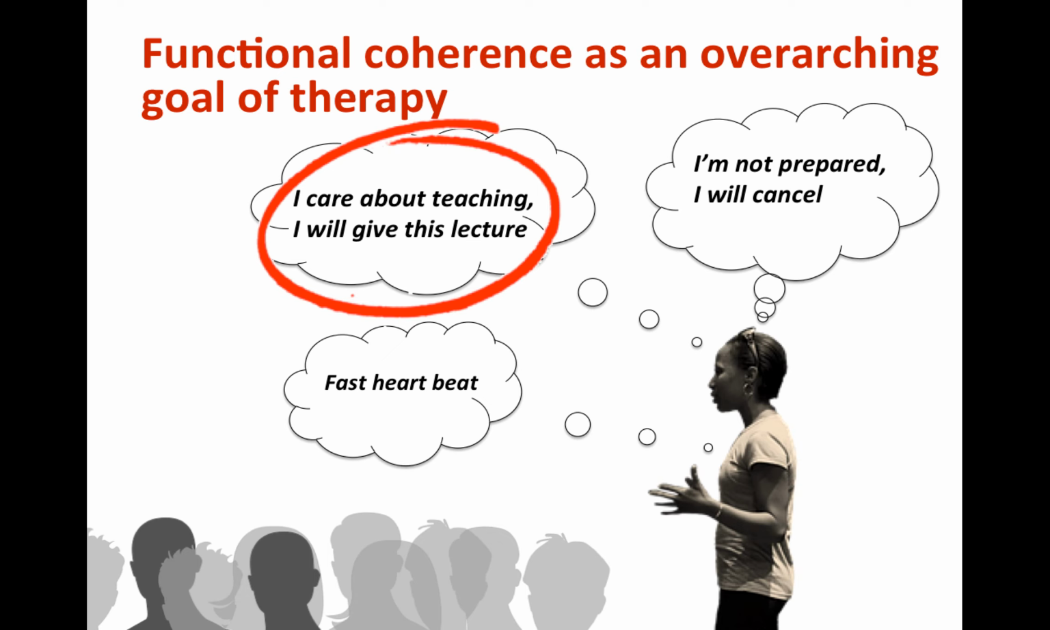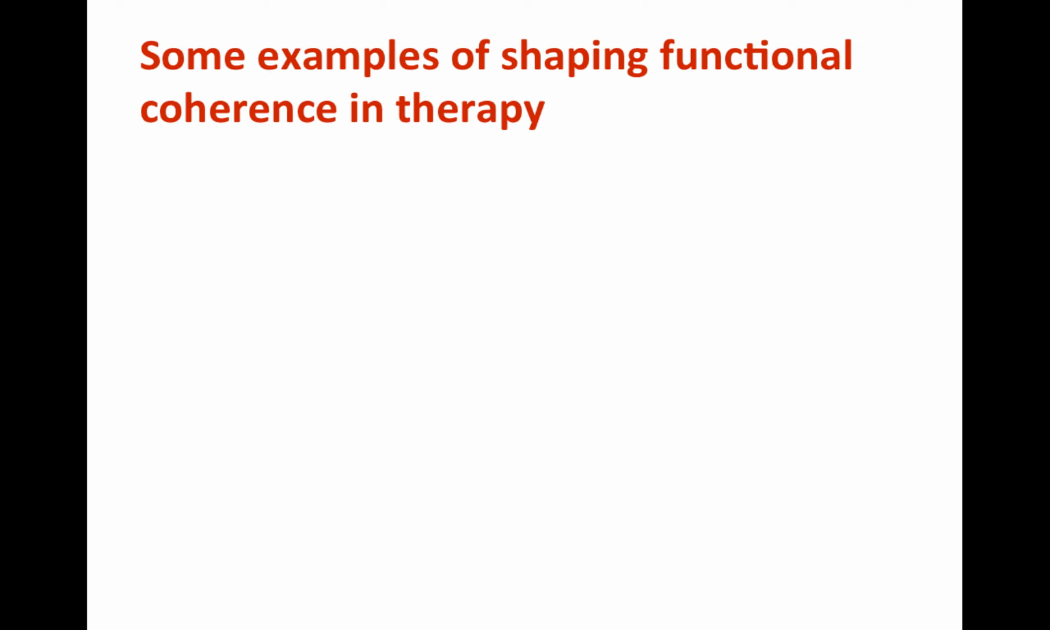She might also conceptualize the thought, I am not prepared, I will cancel, as just a thought, which she doesn't have to obey. Doing that is a form of functional coherence applied to the thought itself. So, as we did for flexible context sensitivity, let's look at some examples of therapeutic techniques that help shape functional coherence.